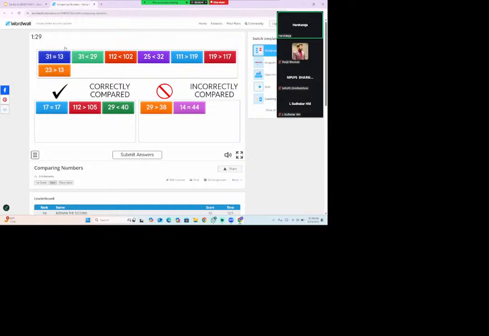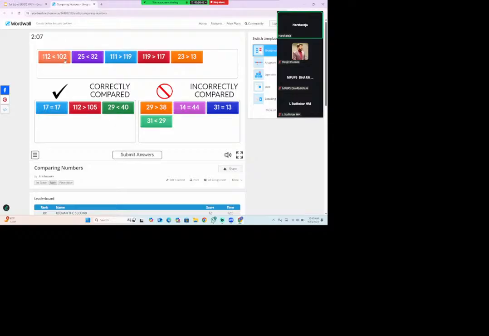Now if we do the same thing here, tens place 3 and 1, those two tens places aren't the same, so this is also incorrect. Here 31 is less than 29. If we look at the tens place, that's a 3, and here that's a 2. We could say that 29 is less than 31, so this would also be incorrect because the teeth should go towards the bigger number.